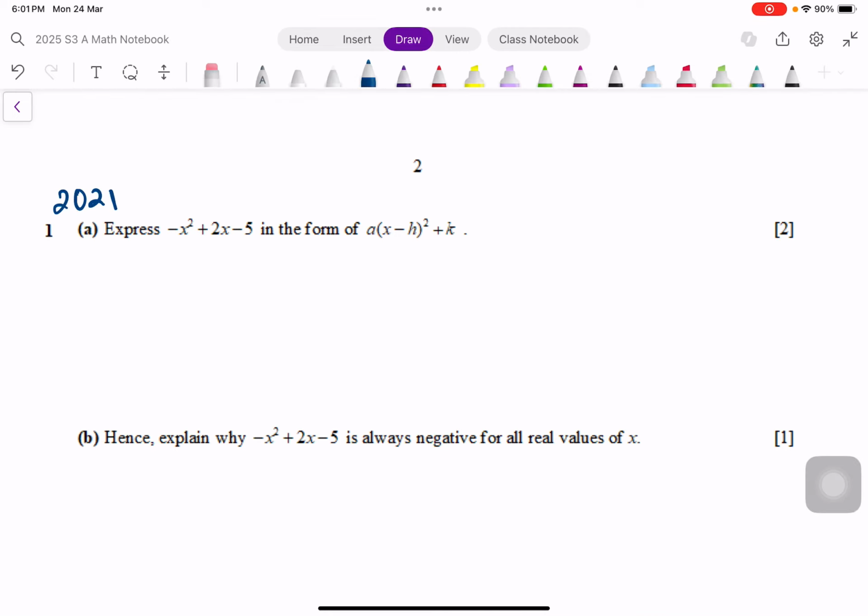Okay, hi everyone. So today I'm going to bring you through 2021 question 1. Okay, so let's take a look here. Express this in the form of... So right now what they want us to do is to complete the square.